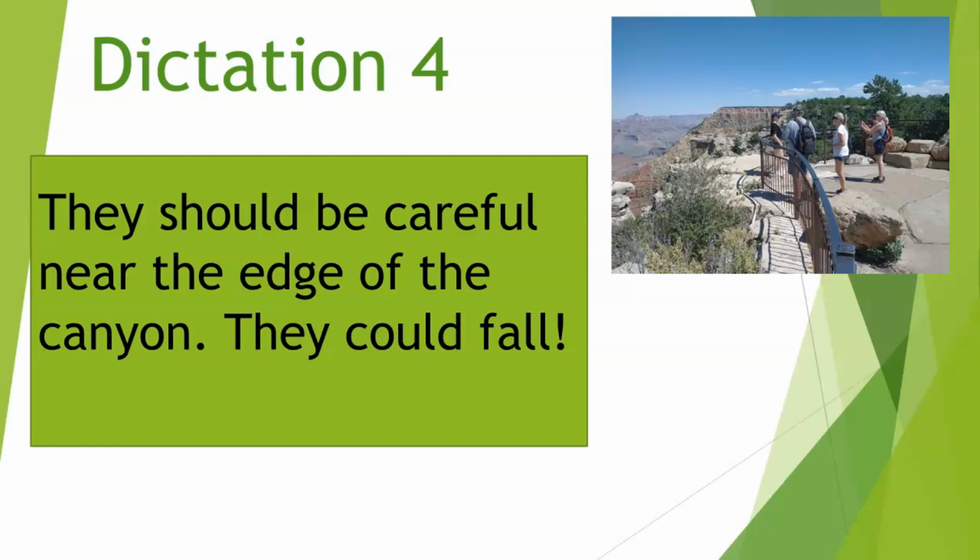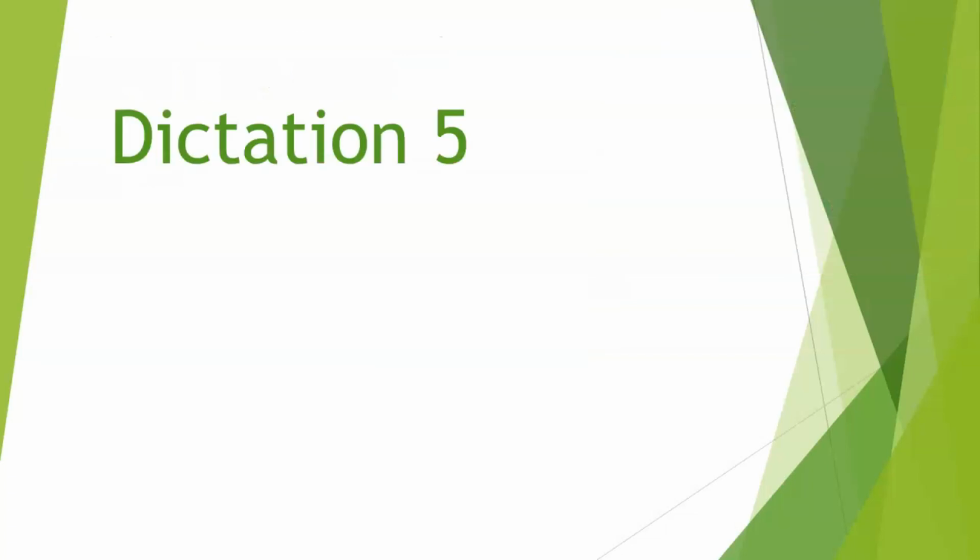Now here, when we talk about the modals to give advice, we can see here that we've got should. So they should be. So again, we see the subject, we see the modal verb, and then we see the main verb that comes after it. And remember that instead of saying they should be, you can also say they ought to be. So should and ought to are two modal verbs that we can use interchangeably. Okay, so let's move on to dictation number 5.